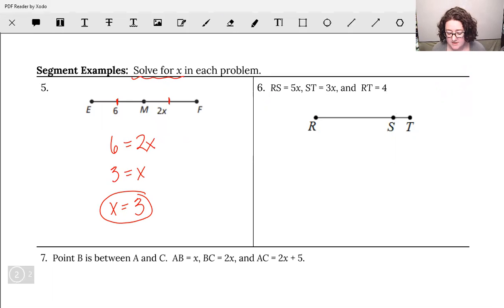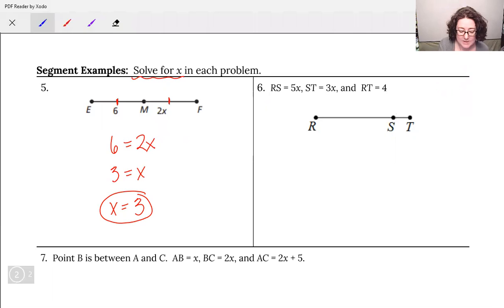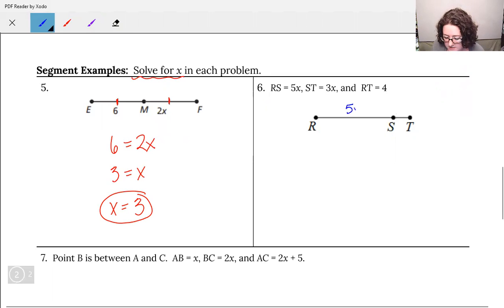But number 6 is a little different. I gave you a diagram, and then you have some things describing those different segments. So first thing I would do is let's go through that info and label it on our diagram. So first one is RS equals 5x. Okay, so I'm just going to label a 5x right above my segment.